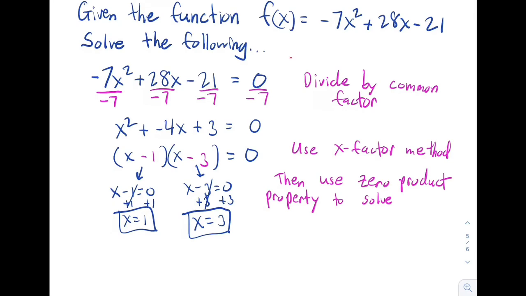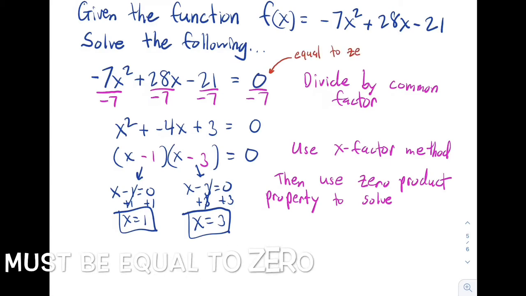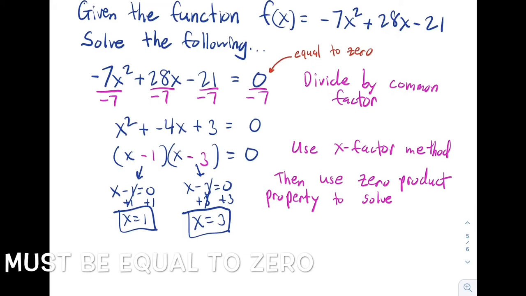Okay, and we notice here, to solve these types of problems, the right side, or one of the sides, is always equal to 0. Always equal to 0. So we factor it and use the zero product property. That's very important. So it has to be equal to 0 in order to solve it with this method.